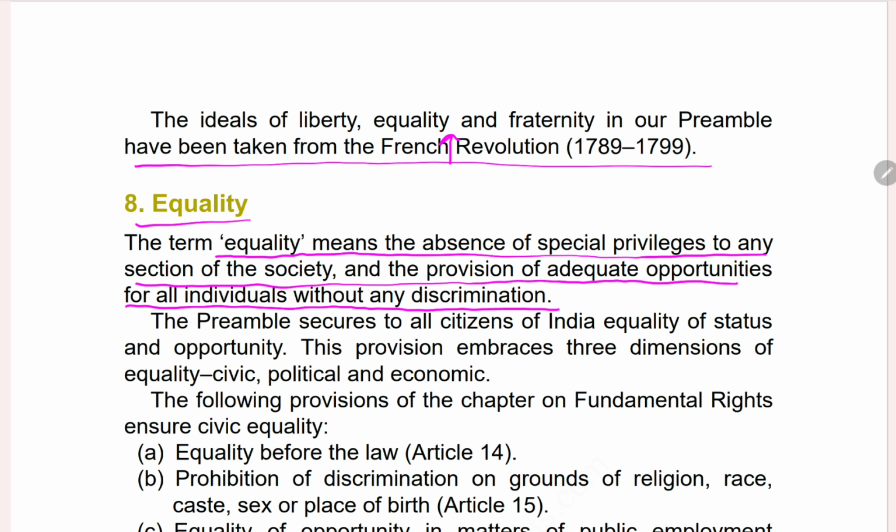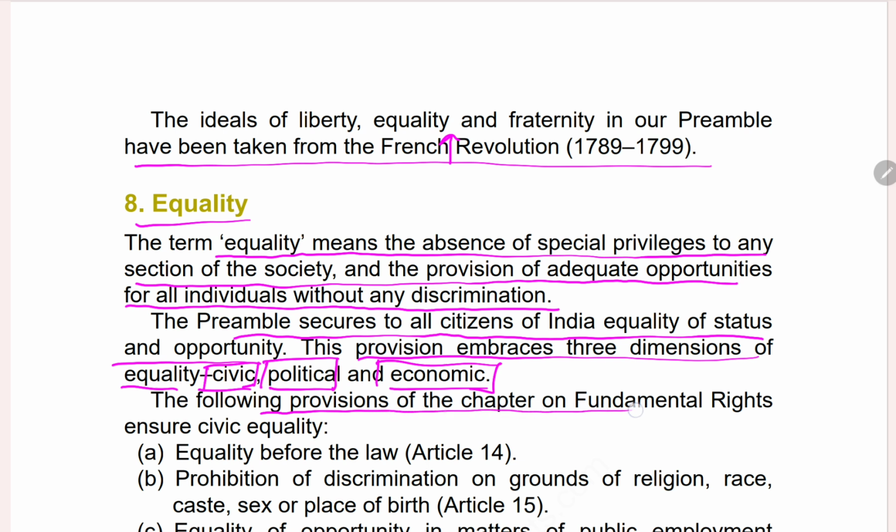There shall not be any discrimination on the basis of birth, caste, sex, religion, title, etc. And there is absence of special privileges, like we have seen in the case of the presidential election. There is no privilege. Anyone can become president. So the preamble secures to all citizens of India equality of status and opportunity, and the provision embraces three dimensions of equality, that is civic, political and economic. So you have three types of equality in the Indian Constitution.